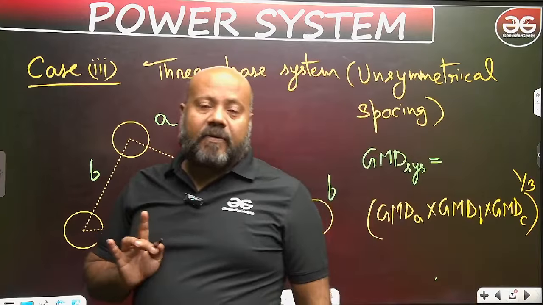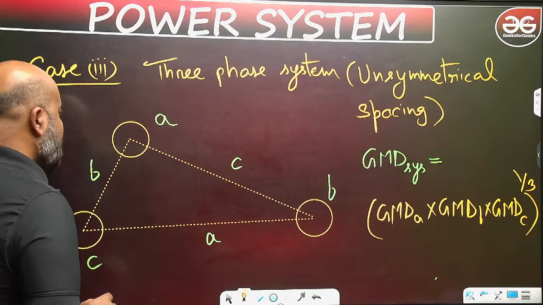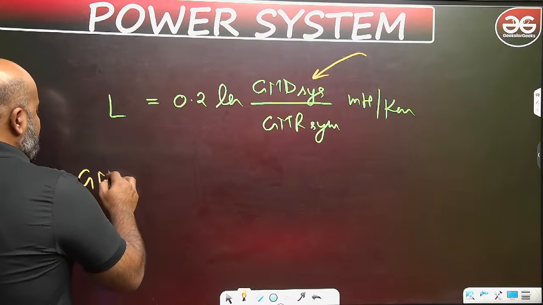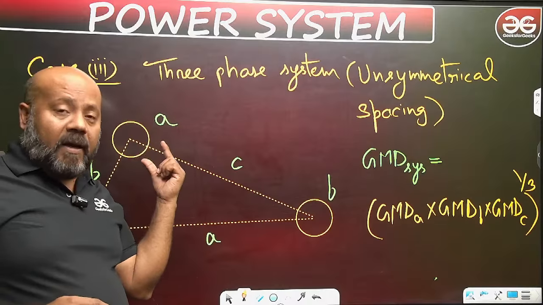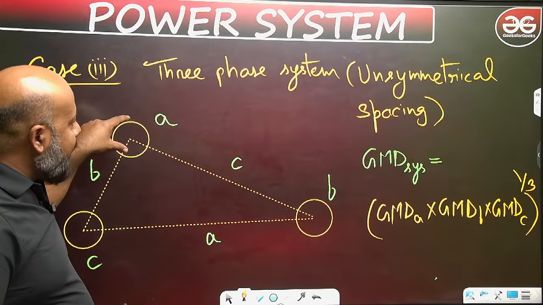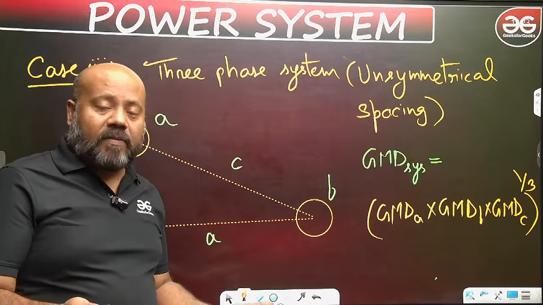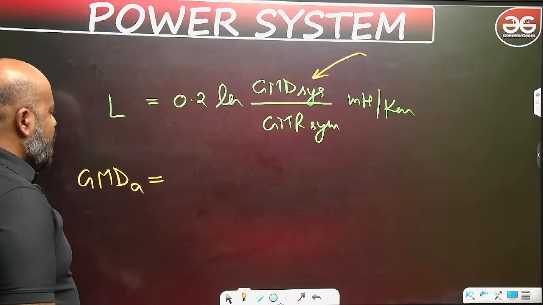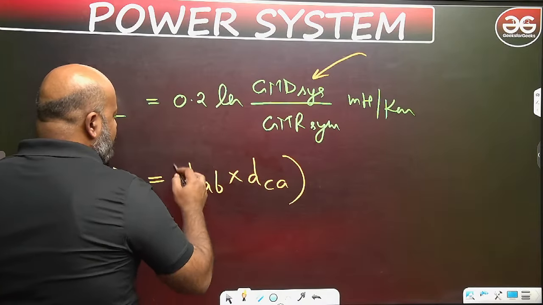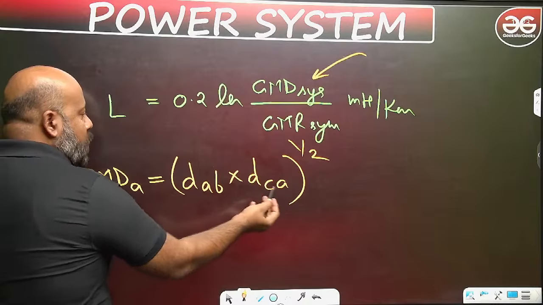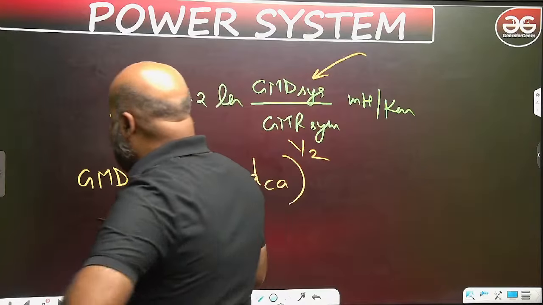What is the shortcut? Now, if you calculate GMD A, how are you going to do it? For finding GMD A, you have to find the distance between A and B and between A and C phases and take its geometric mean. This is how we define the geometric mean distance. So it is going to be the distance of A to B and the distance of C to A, with the root 1 by 2, because there are two distances. GMD is nothing but a distance, so it is 1 by 2. Similarly, you can find the GMD for B conductor.